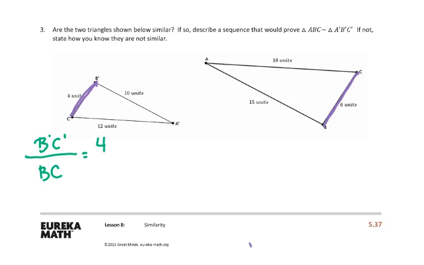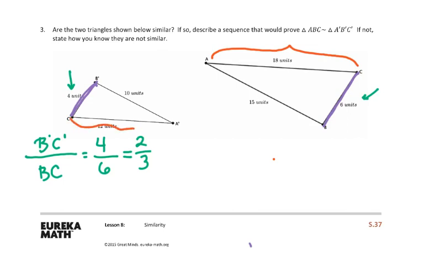So BC was 4 units. B prime, C prime is 6 units, which would be 4/6, and that reduces down to 2/3. And here we have AC, and we have A prime, C prime. Which would be 12 units over 18 units. Both of these can be divided by 6. And that results with 2/3 being our answer.